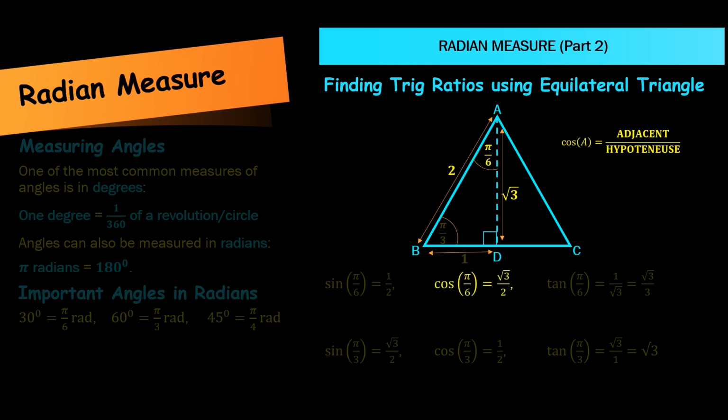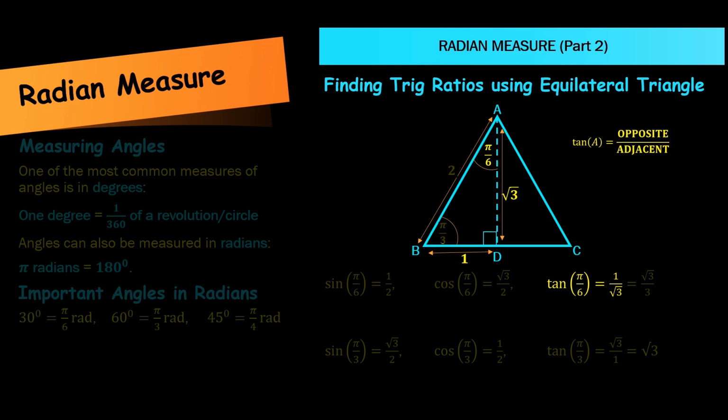Now we're going to go to cos. Cos A equals adjacent over hypotenuse. So again in our triangle, we have cos pi by 6 equals adjacent, which is √3, over hypotenuse, which is 2. Cos pi by 3 equals 1, the adjacent, over 2, the hypotenuse.